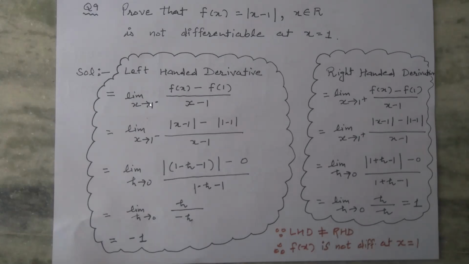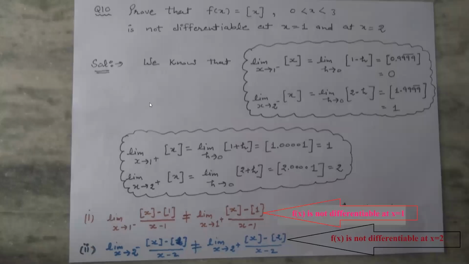Similarly, our next question is also very important. Question number 10. Prove that f of x is equal to greatest integer x, where x lies in the interval 0 to 3, is not differentiable at x equal to 1 and at x equal to 2.